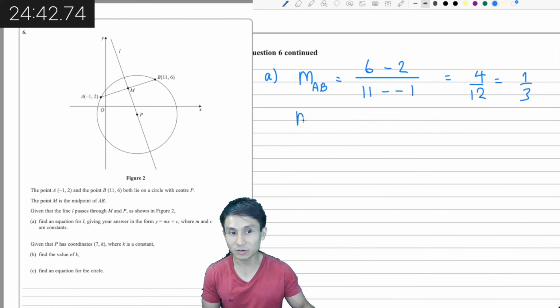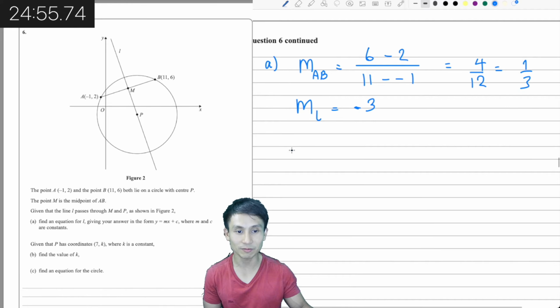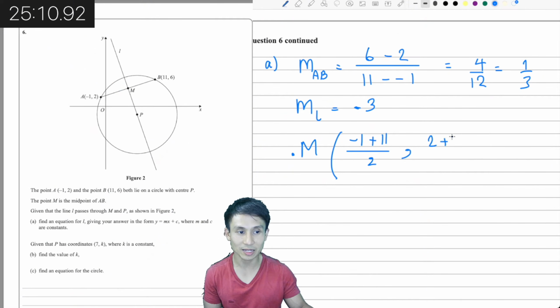So we know that the gradient of line L should be perpendicular to that gradient. So it's minus 3, right? Because we flip the fraction and put a minus sign. So that's the gradient of the line L. And then we want to find point M, right? So point M would be, we just find the average of the two coordinates there. So minus 1 plus 11 from A and B, the two x's added up, divide by 2, and the two y's added up, divide by 2 as well.